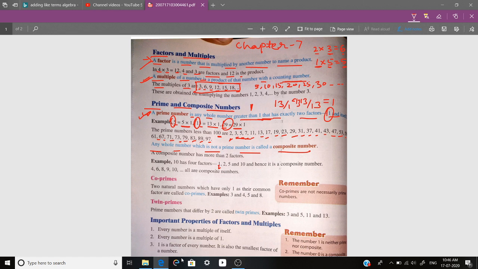Then 4 is not there in this list. 4 is not there, so 4 is a composite number. Okay, now let's talk about the co-prime numbers.